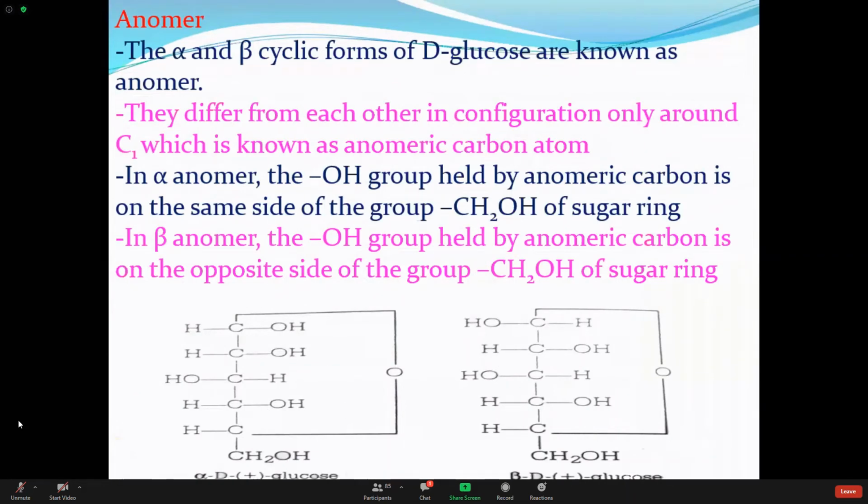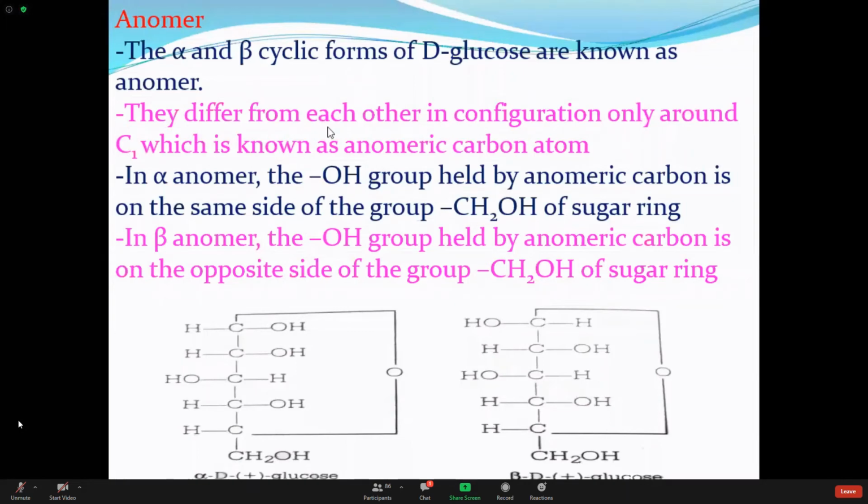Now, how will you determine this is the alpha variety and this is the beta variety? For this there are some rules we have to follow. I am not telling this is beta and this is alpha without reason, because I am following some rules. Now, what are those particular rules? Have a look at what is written here.